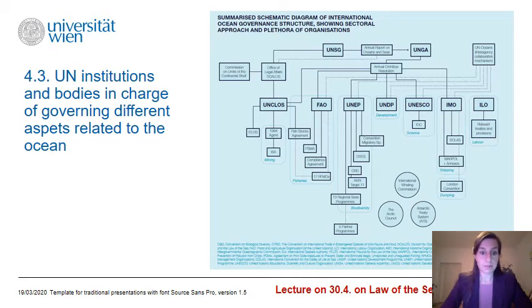So you can see here, you have UNCLOS, you have the FAO, the Food and Agriculture Organization, that specifically deals with fishing and fish stocks. You have UNEP, you have the IMO, the UNESCO. I will not go through this now because we have a lecture on the Law of the Sea on the 30th of April and a lecture on intergovernmental organizations after that, where we can systematically go through these different institutions and look at their mandates, their history, and how they frame ocean protection and also contribute to it. But this is just to show you that there are many different bodies in place that try to regulate ocean protection at the international scale.